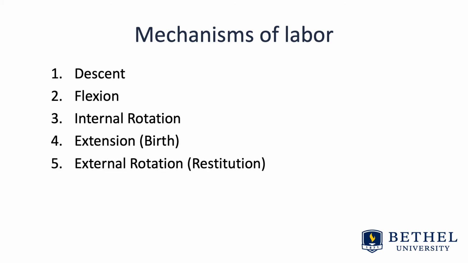So we see this external rotation, also known as restitution, where the head turns to be transverse again to better align with the rest of their body. So it's born in the AP diameter by extension, and then it rotates so the back of the head either goes towards mom's left hip or mom's right hip, depending on how the rest of their body is aligned internally. So for example, if the fetus's back is on mom's left side, then when the baby comes out in the AP diameter, they'll shift so that the back of their head is also towards mom's left side.